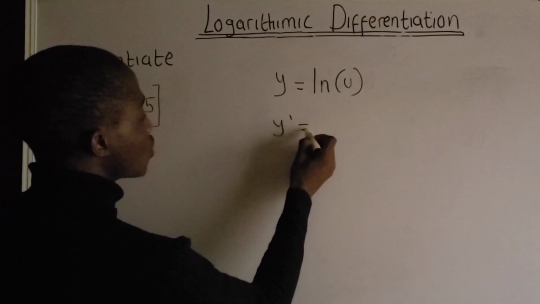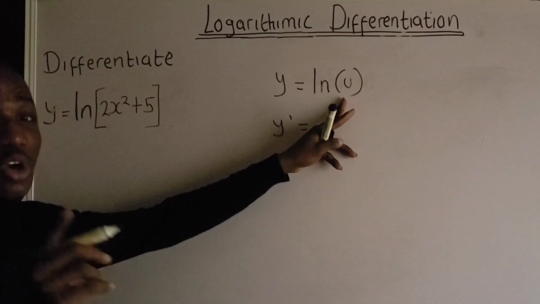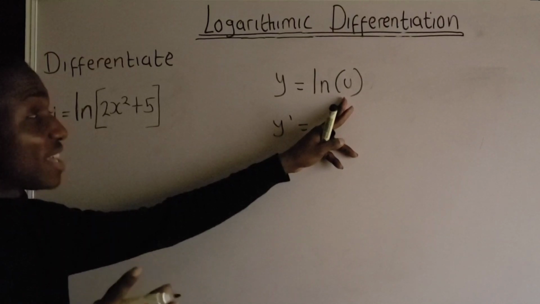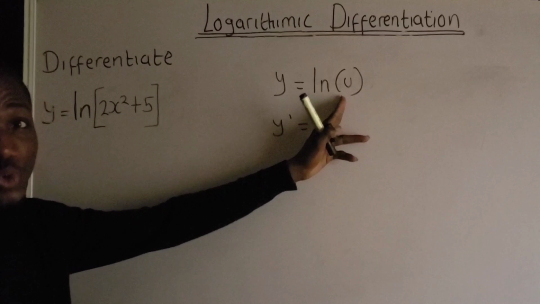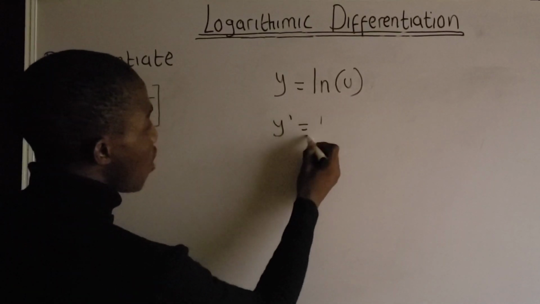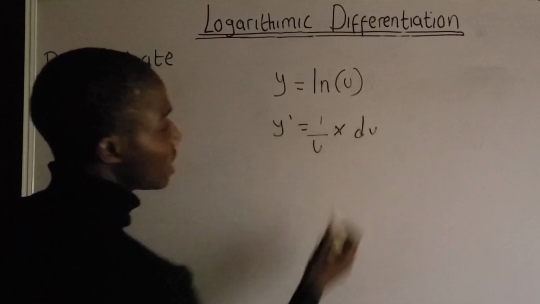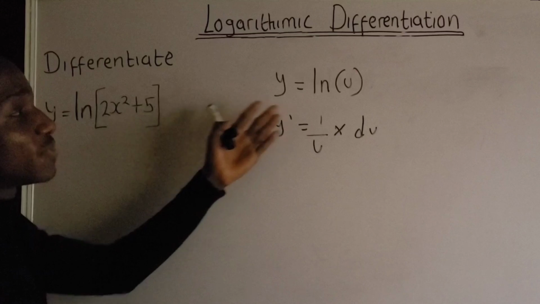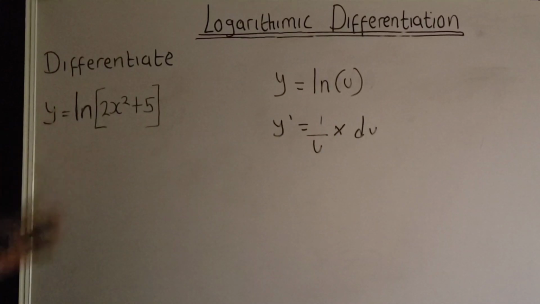Derivative of y equals, we are going to take the inverse of the function inside the bracket. If you look at this function, the function inside the bracket is u. So we are going to take the inverse of u. Then we are going to have 1 all over u multiplied by the derivative of u. You understand? That is how to find the derivative of a function that looks like this. Are you getting it? So let us use the same approach to solve this question.